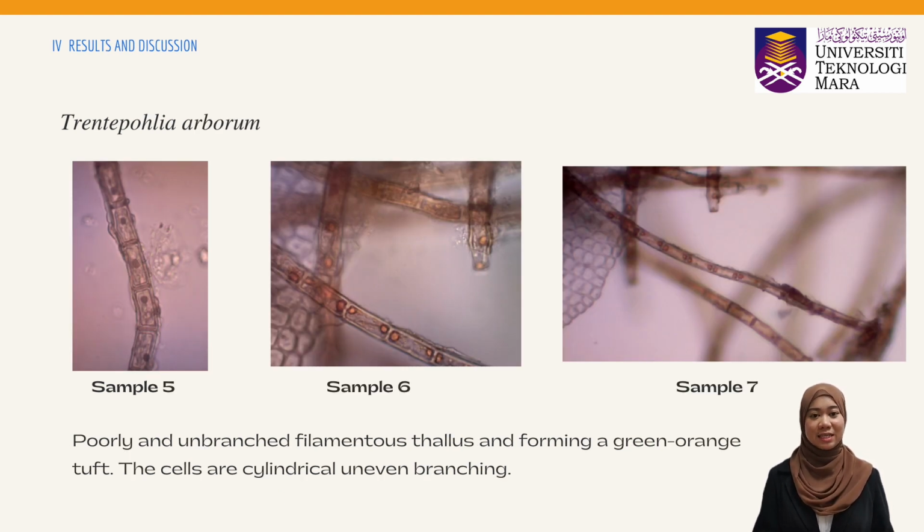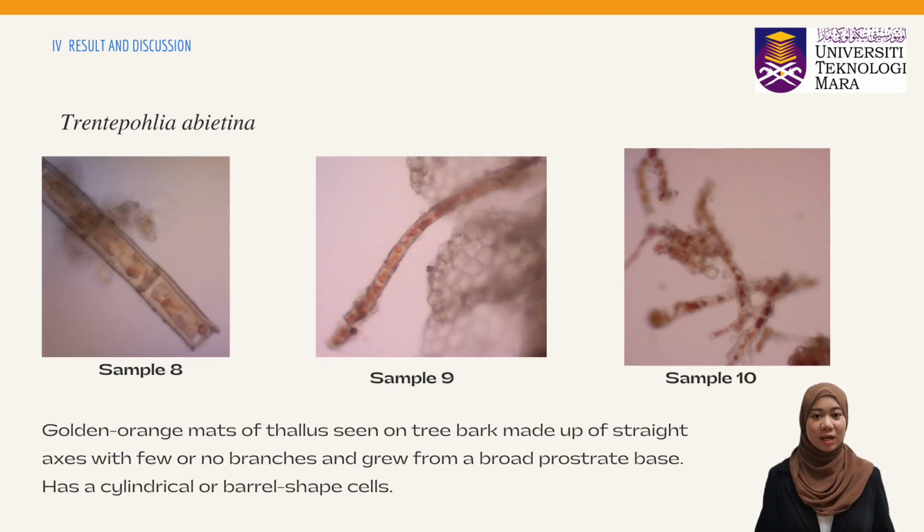Third species is Trentepohlia arborum, dominant species found inside the Sri Gading forest with green-orange light color. And lastly, species discovered is Trentepohlia abietina, the most dominant species outside the Sri Gading forest with golden-orange mats of thallus seen on the tree bark.